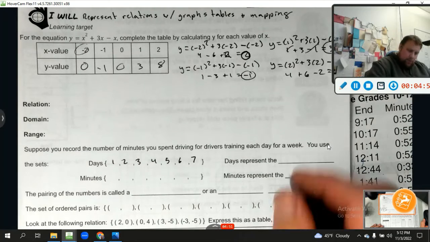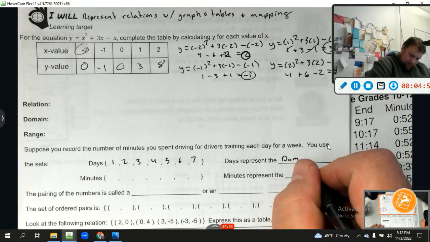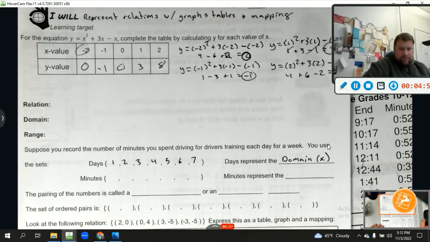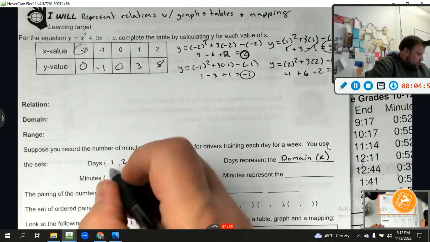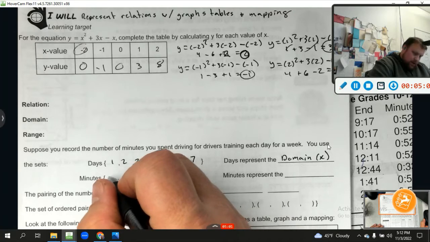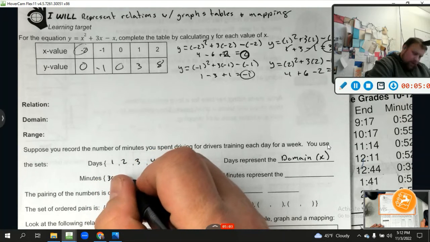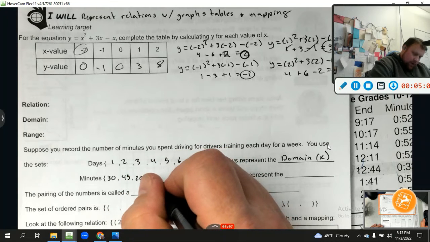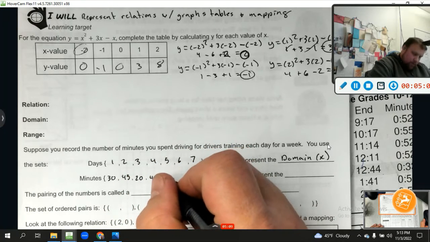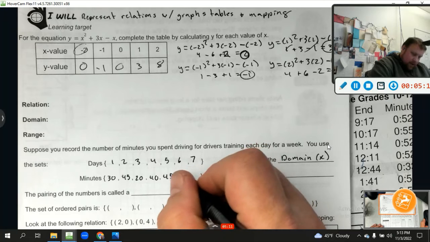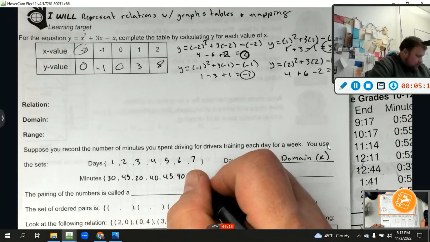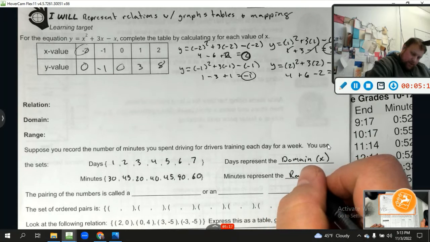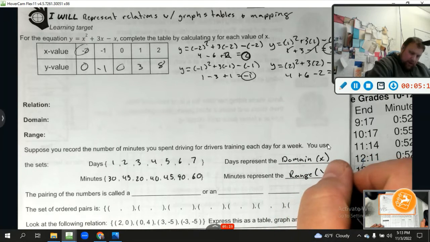And days represent the domain, which are your x values. Minutes we were given as 30, 45, 20, 40, 45, 90, and 60. And the minutes represent the range. Again, that is your y value.